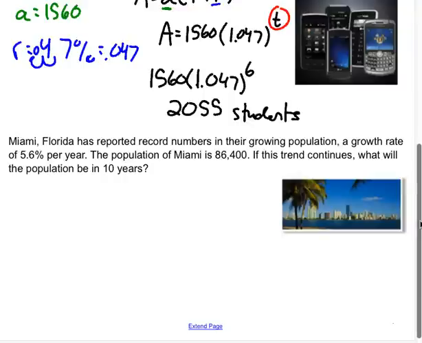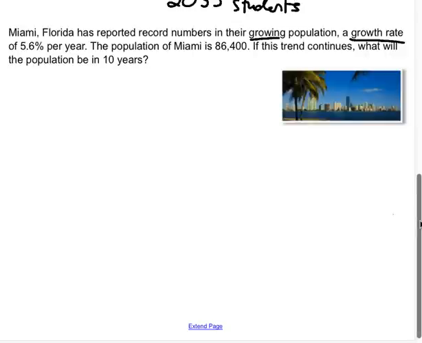Miami, Florida has reported record numbers in the growing population, a growth rate of 5.6% per year. The population of Miami is 86,400. If this trend continues, what will the population be in 10 years? Growing population, growth rate. So those things right there are telling me that I'm going to have a growth model, meaning having a plus there.